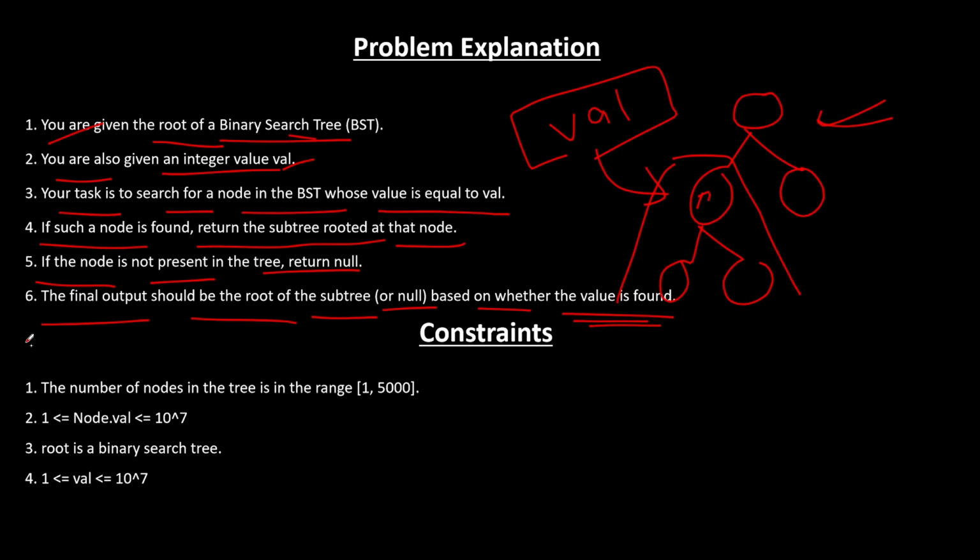Now let's go to the constraints. The number of nodes in the tree is in the range from 1 to 5,000, and the node value is from 1 to 10 to the power 7, and root is a binary search tree. The value to be searched in the given BST is from 1 to 10 to the power 7. I hope you understood this problem explanation and constraints. Now let's move to the next slide.